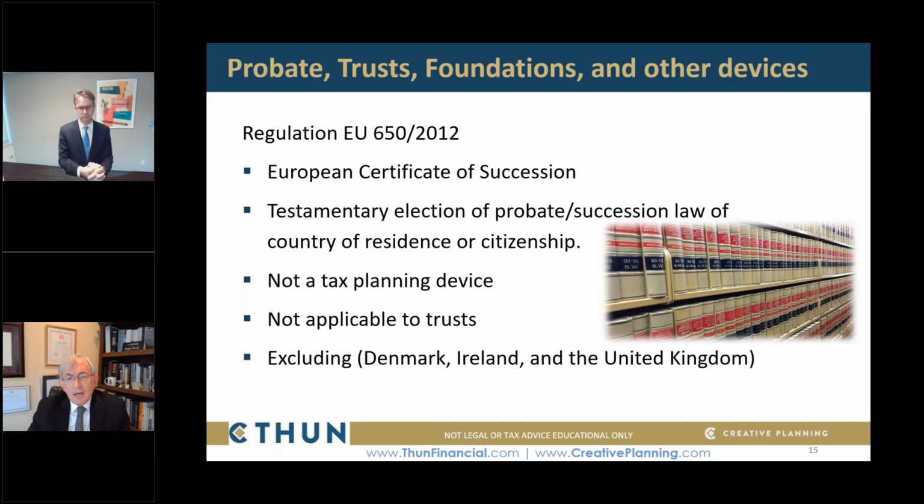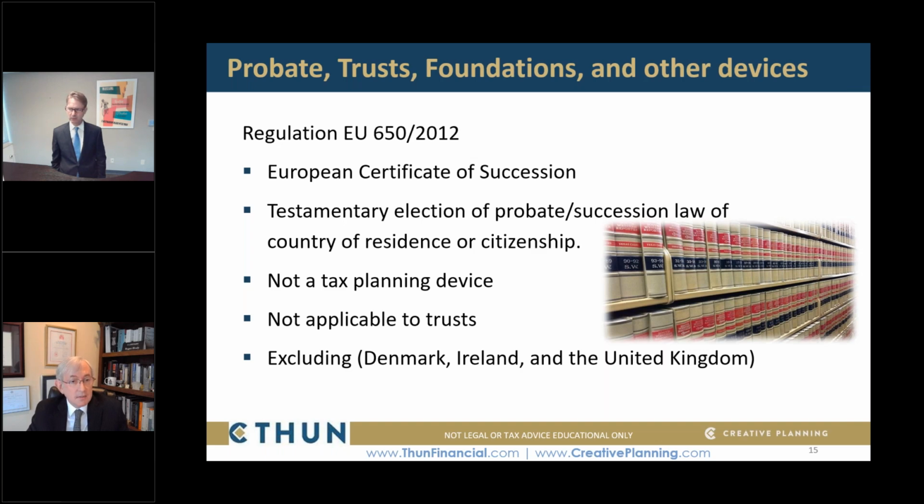So there are some really useful tools. Probably the one that we see most commonly used by American expats is the EU regulation known as 650/2012. And this regulation creates a European certificate of succession. It's a testamentary election, so within your will, you state that you want the probate and succession laws of either your country of residence or country of which you are a citizen to apply.